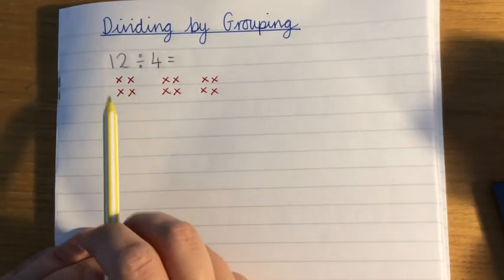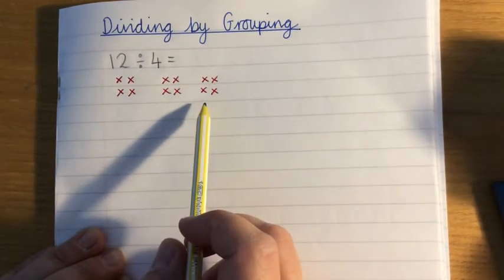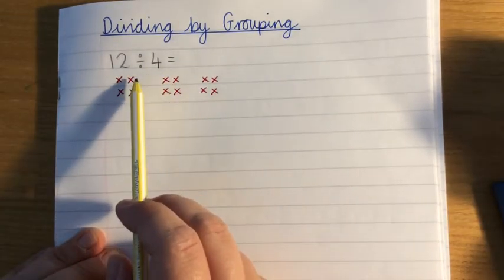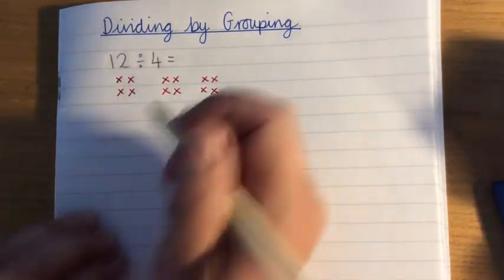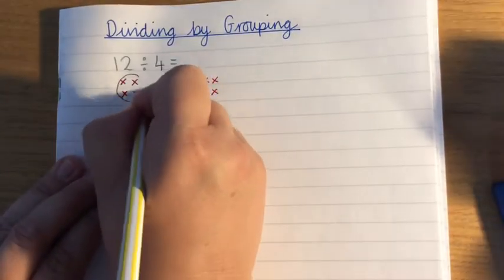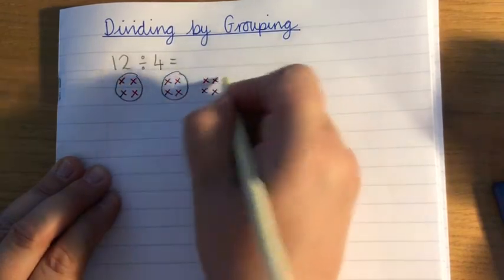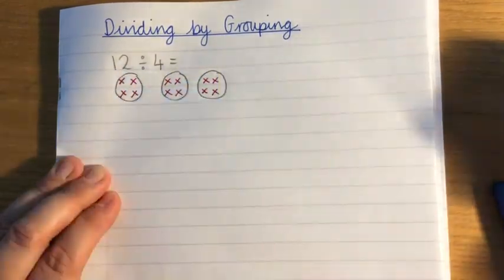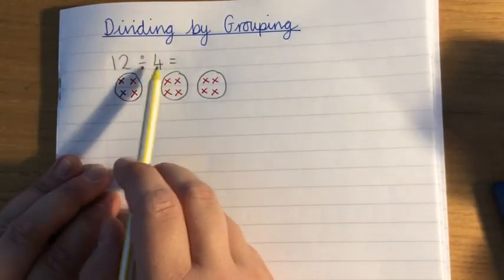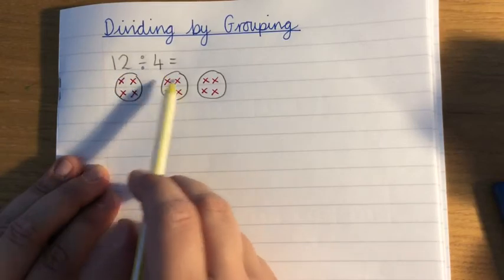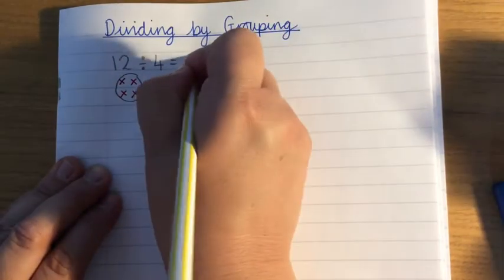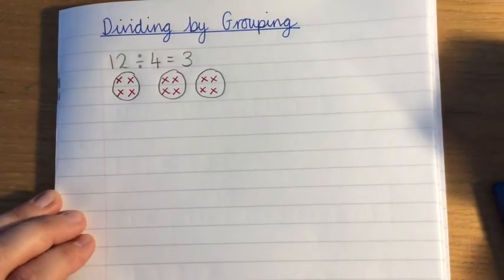I've drawn my 12 crosses in groups of 4 because I'm trying to see how many groups of 4 make 12. So now I need to count up my groups. So I've got 1, 2, 3 groups of 4. So 12 divided into groups of 4 equals 3 groups. So I'm going to write my answer 3 there.